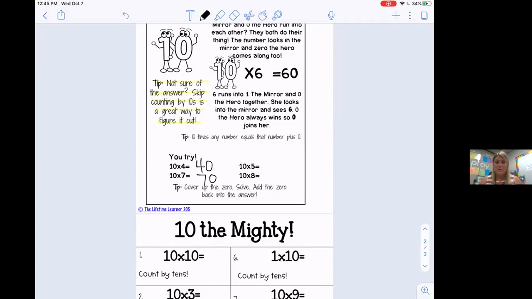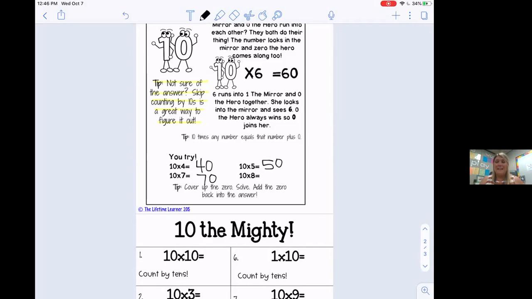Let's look at the next one. 10 times 5. What number am I multiplying 10 by? The answer is 5. So I'm going to hold up 5 fingers. Now I'm going to skip count by 10 to find my answer. 10, 20, 30, 40, 50. All of my fingers are down and I stopped at 50. So my product or answer is 50.